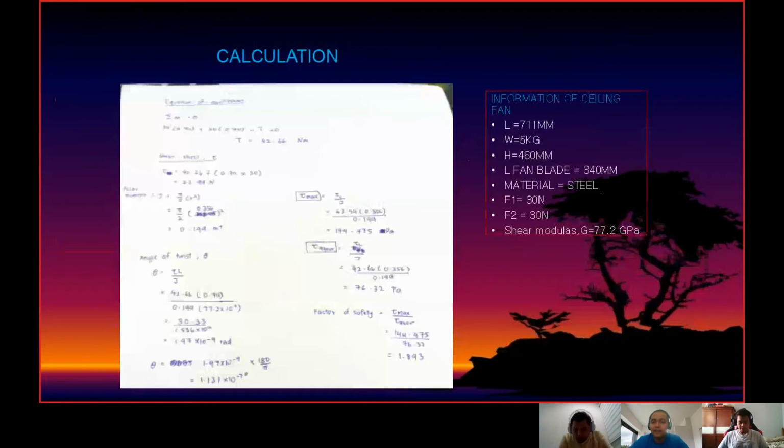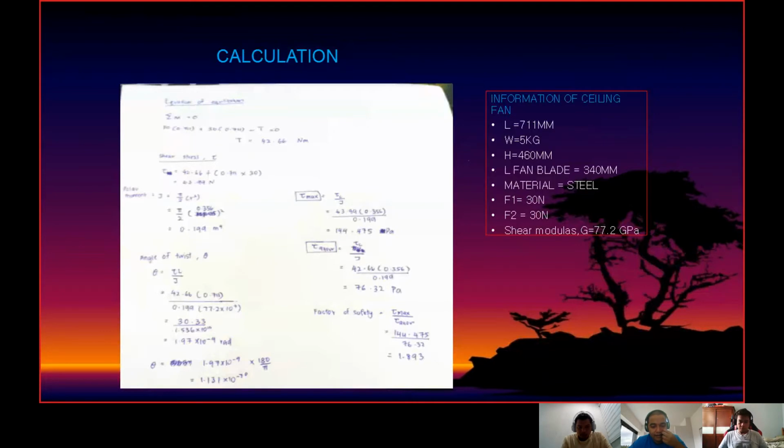For the information of the ceiling fan, the length is 711 millimeter, the weight is 5 kilo, and the height is 460 millimeter. The length of the fan blade is 340 millimeter, and the material it is made of is steel. The force at the top of the fan is 30 Newton, and the bottom is also 30 Newton, and the shear modulus G is equal to 77.2 gigapascal.